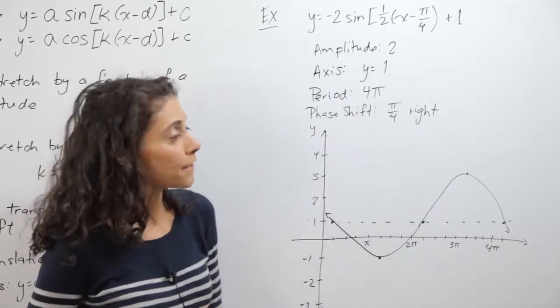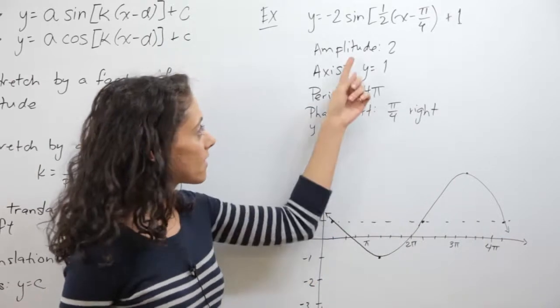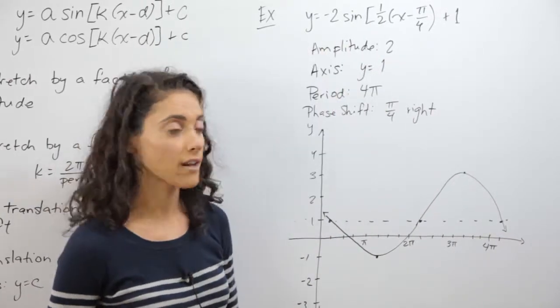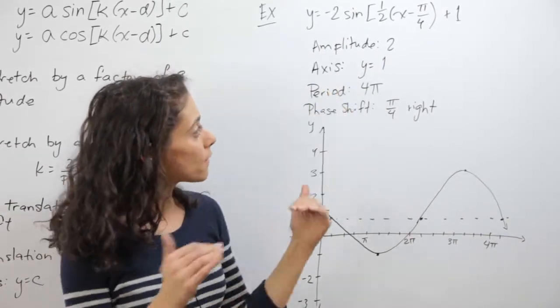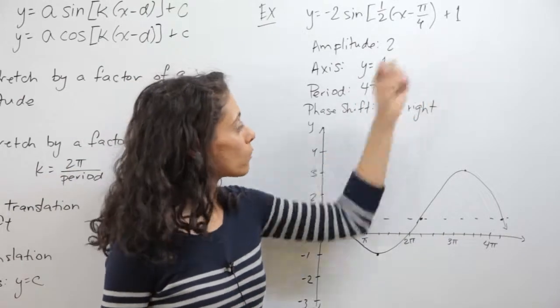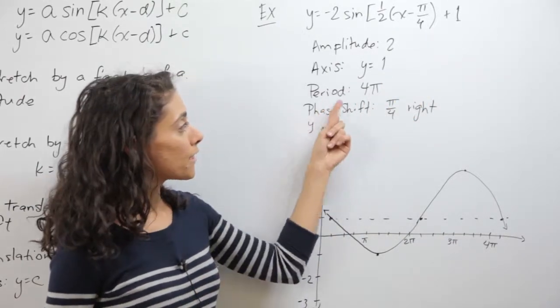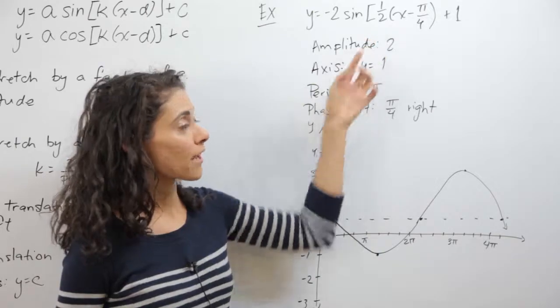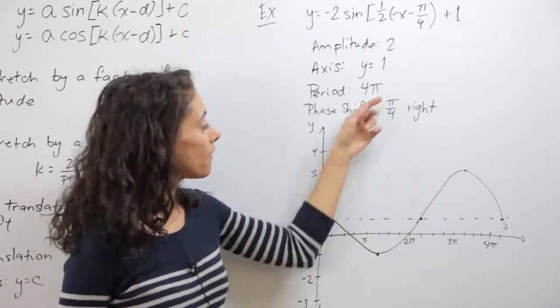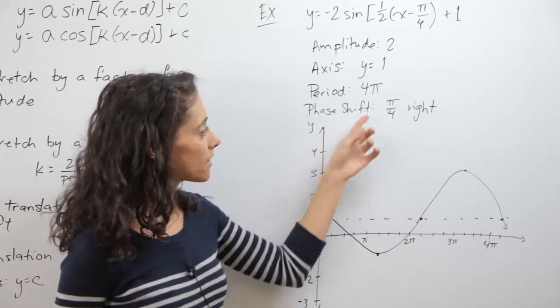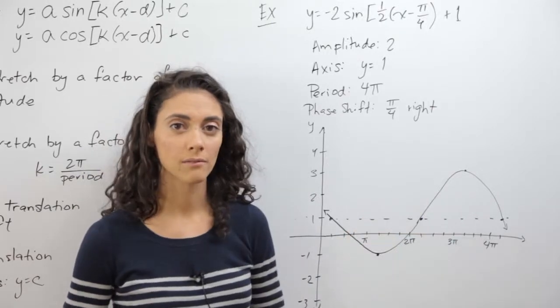So as a result, these are the properties of this graph. It has an amplitude of 2, your positive a value. It has its middle or horizontal axis at y equals 1. The period has been doubled. Once again, take your k, take the reciprocal, find your period. And lastly, it's been shifted pi over 4 to the right.